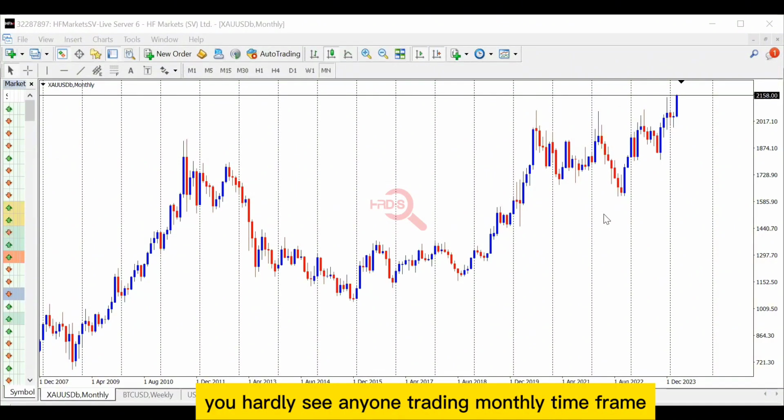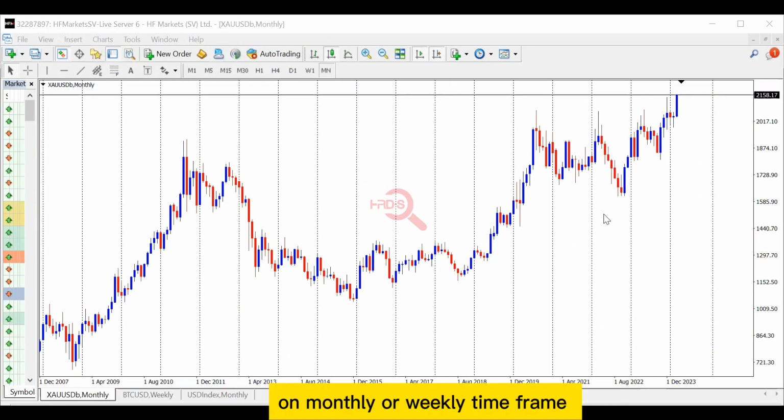All right, you hardly see anyone trading monthly time frame or weekly time frame, but it is important that you run your analysis on monthly or weekly time frame. Now, let's start with gold.